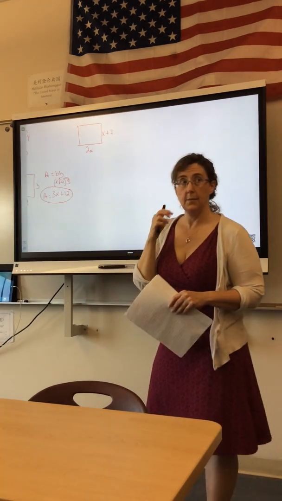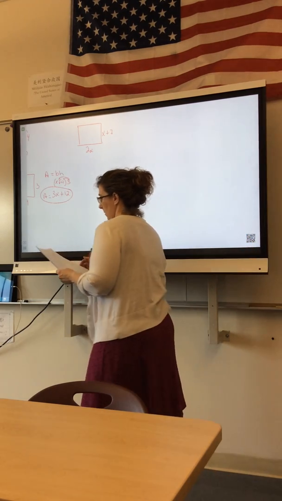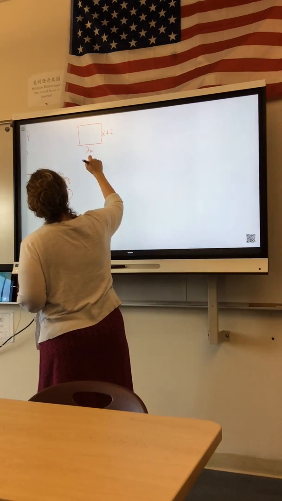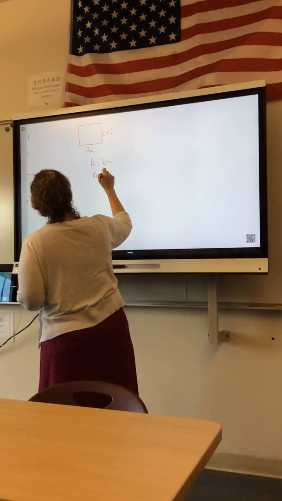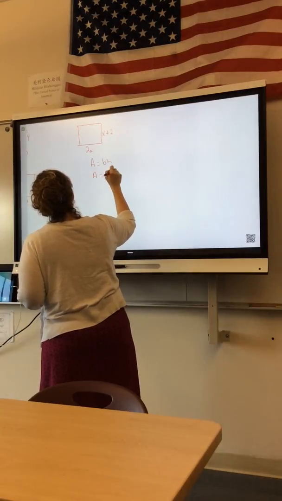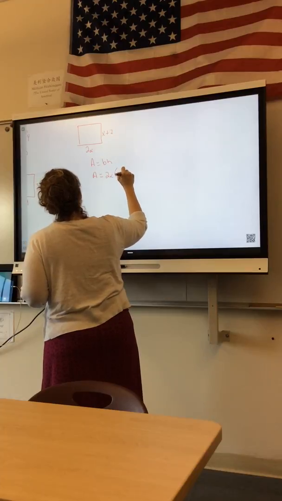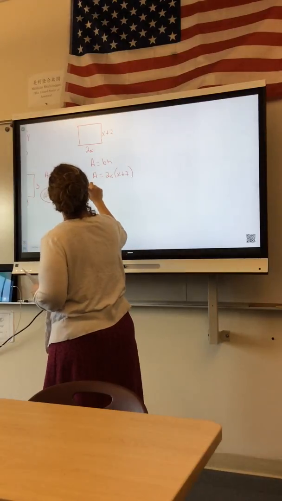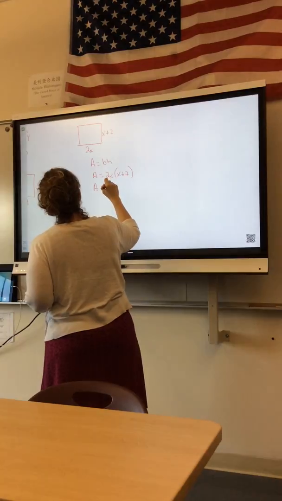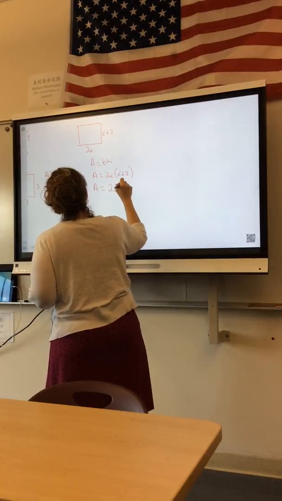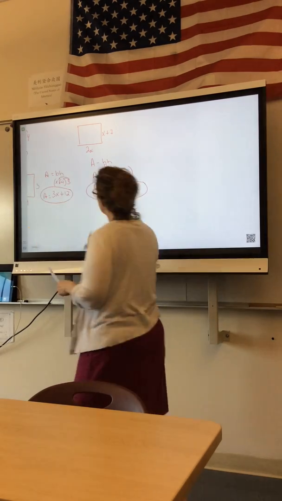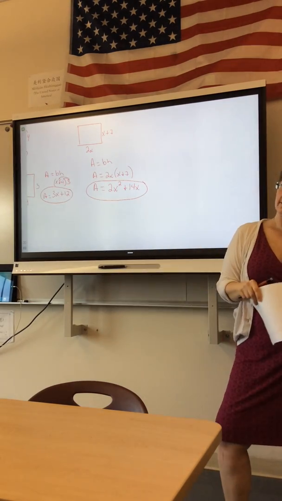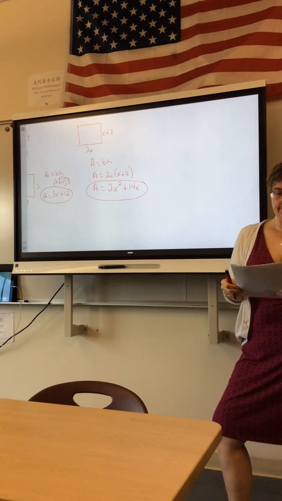Just one more example to show you. Area is equal to base times height. Area is equal to 2x times x plus 7. Area is equal to 2x squared plus 14x. Okay?